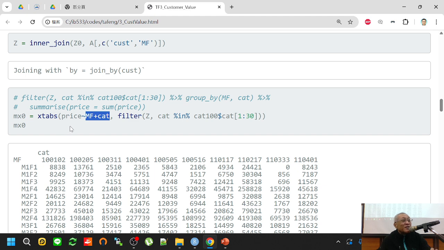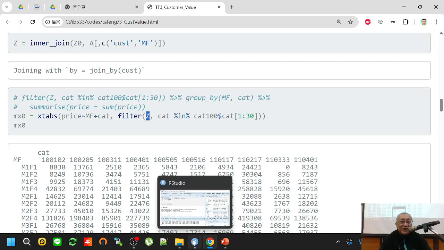So during the break, some classmates asked how this xtabs works, right? It's only one line of code, okay? So the code itself is not that difficult, but you need to understand how it works. This syntax means that I want to summarize the price by MF and CAT. MF and CAT are variables in Z, right?